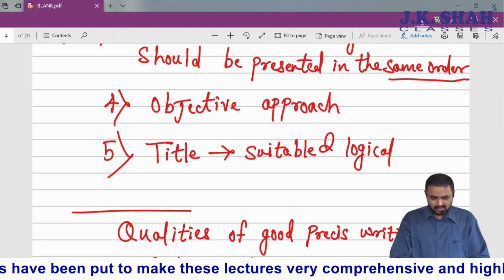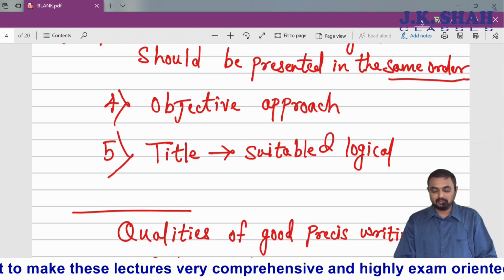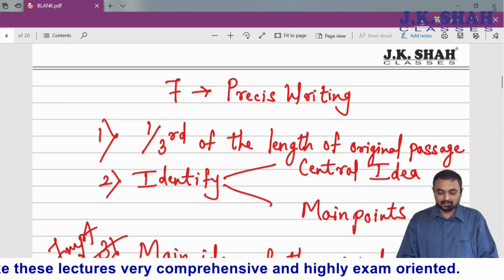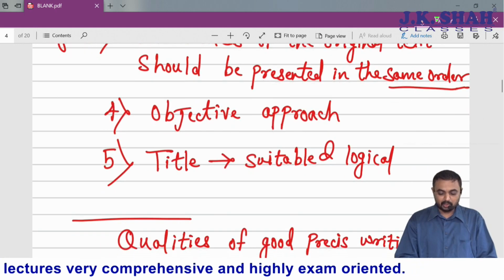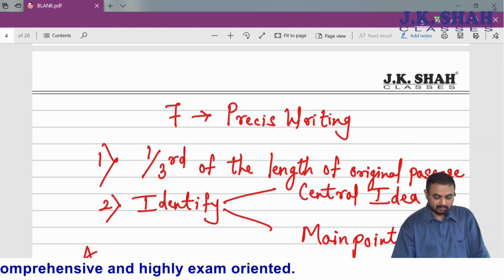Title should be suitable, it should be logical, it should make sense, it should speak about the passage. These are the 5 important points that one should consider while Precis writing.